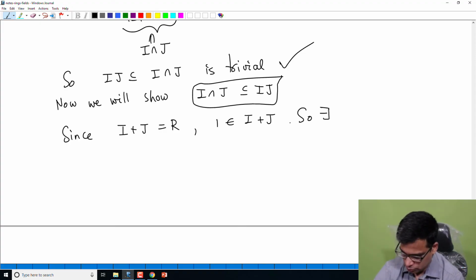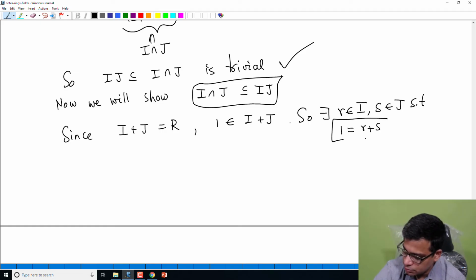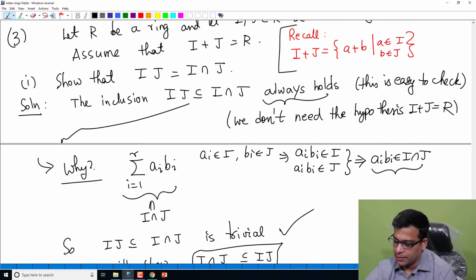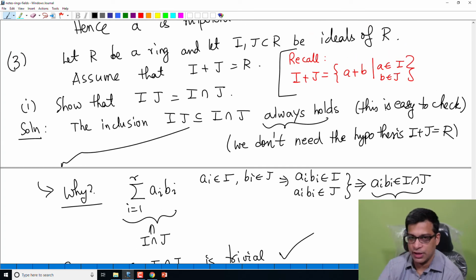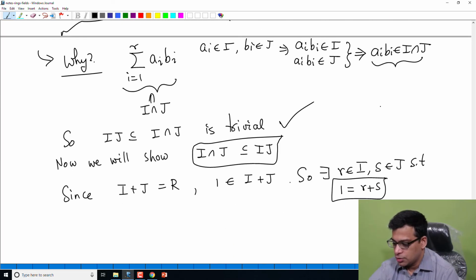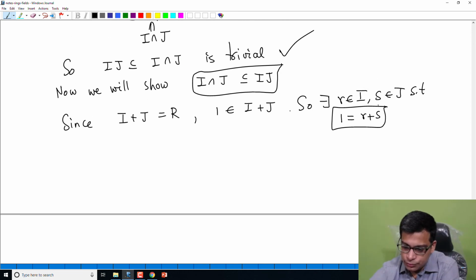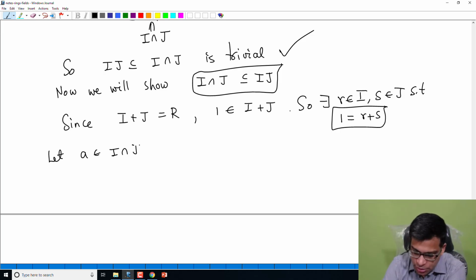So there exist elements r in I and s in J such that 1 is equal to r plus s, right? So 1 is an element of I plus J, and I recalled for you what is I plus J. I plus J is simply the collection of sums, one from I, one from J. So 1 is equal to r plus s. Okay. So now I am trying to show that I intersection J is contained in IJ. So let us choose an element a in I intersection J. We will eventually show that a is in IJ.